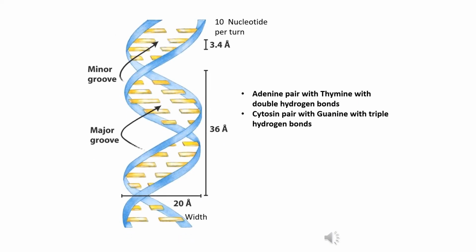This is the structure of B-DNA given by Watson and Crick. Here you can see that two strands are coiled towards each other, and one strand is pairing with the other strand through the nitrogenous bases. There are turns, and in each turn there are 10 nucleotide pairs. You can see that its width is 20 angstrom. So generally adenine pairs with thymine with a double hydrogen bond and cytosine pairs with guanine with a triple hydrogen bond.